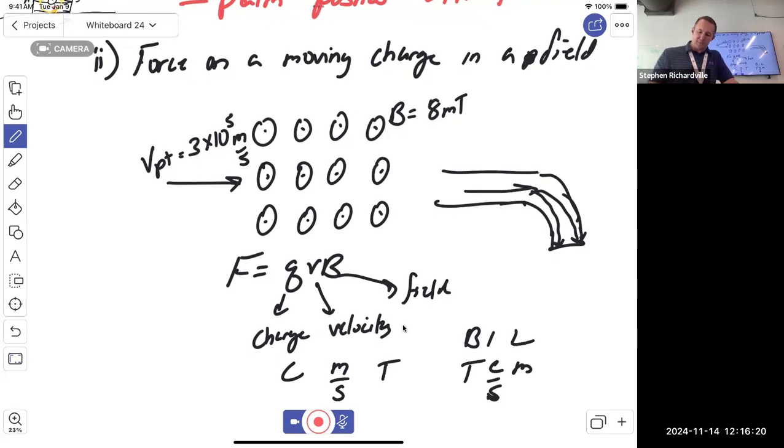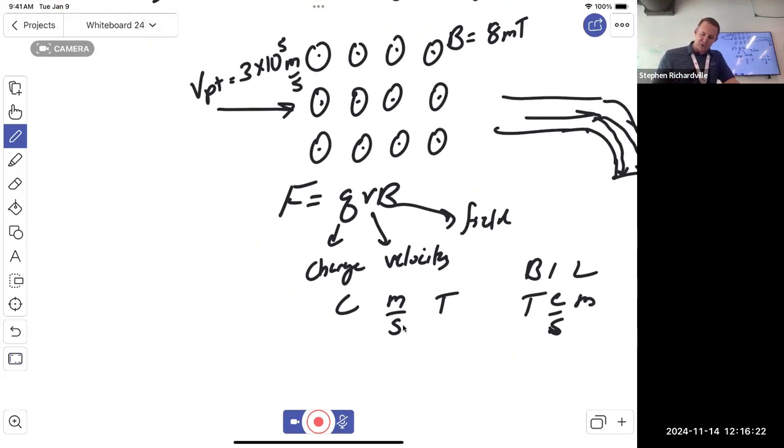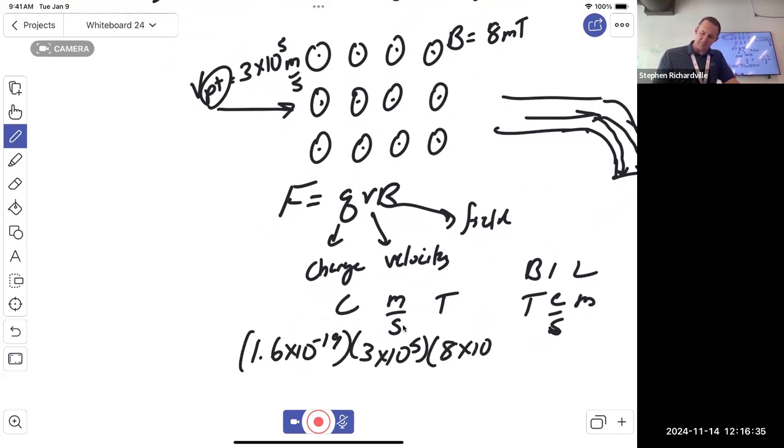What's going to happen? Well, for this guy, let's just wrap this up. My charge, because it's a proton in this case, is 1.6 times 10 to the negative 19. My velocity is given as 3 times 10 to the 5th, and 8 millitesla. That is going to give me the strength of my force, which is probably going to be really, really small, but maybe not relative to a mass of 10 to the negative 27. So it could be really huge. Yes, as the charge enters that field.